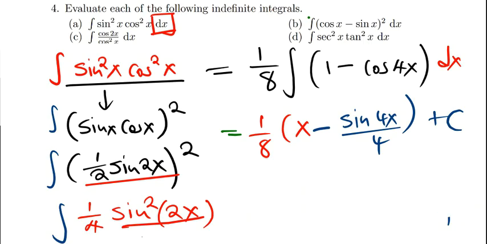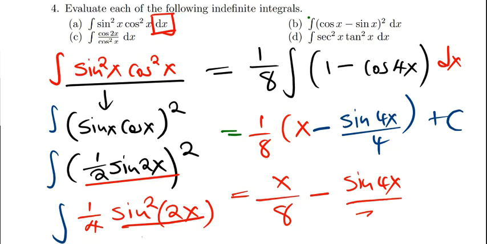Okay, you've got your 1 over 8, which you can decide to distribute. So you have x over 8 minus sine 4x over, then 4 by 8 gives us 32, plus c. That's how you handle this first one.